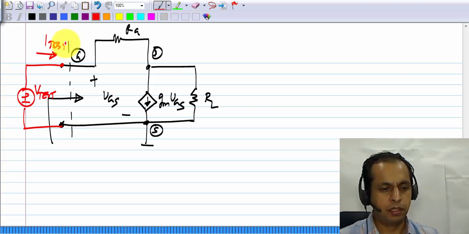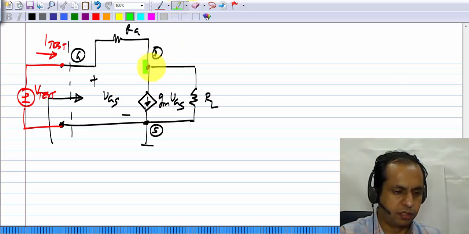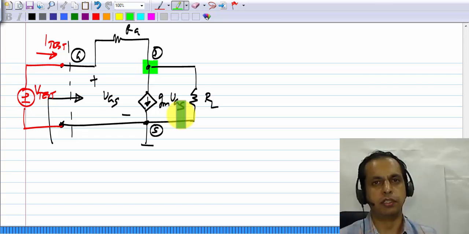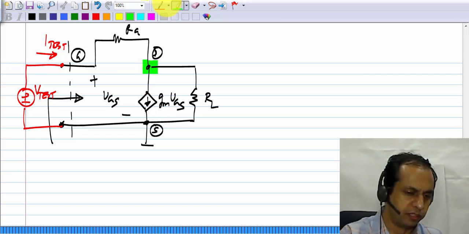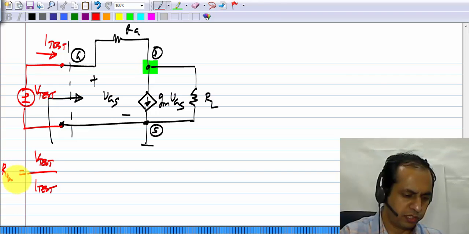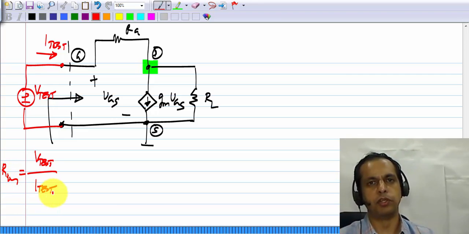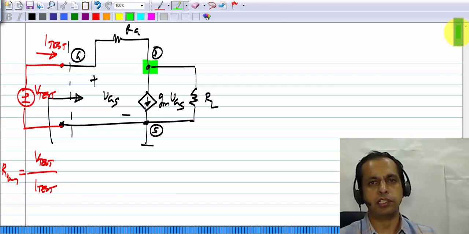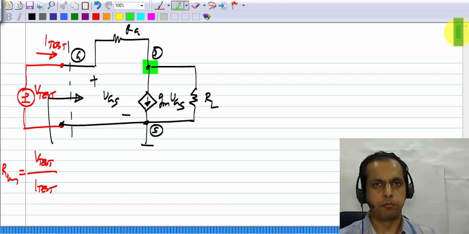So all we have to do in that is to write the Kirchhoff's current law here. In fact, I would encourage you to stop the lecture right here and find this Itest and the ratio Vtest by Itest, which will be the input resistance. So please do this by yourself. I will show you the answer, but of course it will be a better learning experience if you do it by yourself.